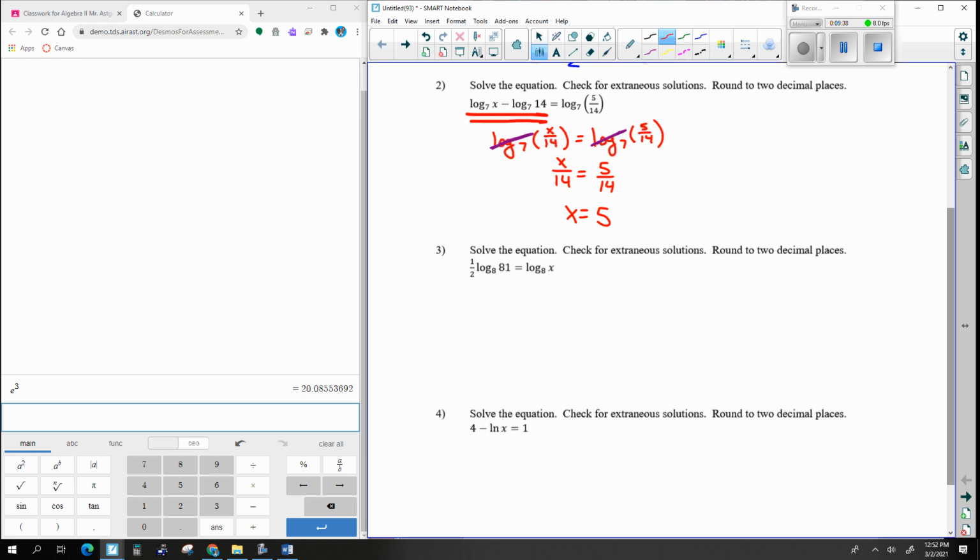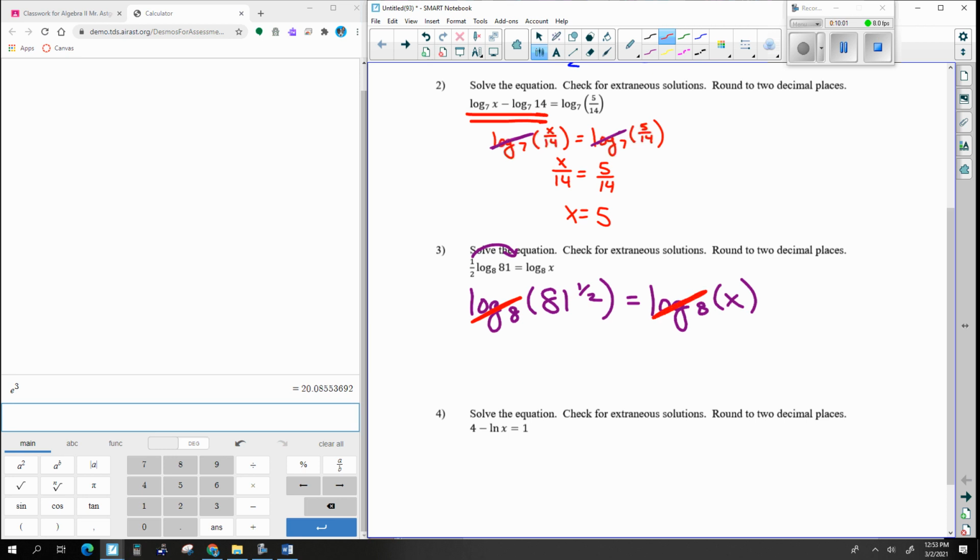Okay. Again, I almost have everything in these logs. Notice how I need to put up that 1/2. So this is log 8 of 81 to the 1/2 is equal to log 8 of x. But with that simple little adjustment, I have a log all in equal to a log all in.